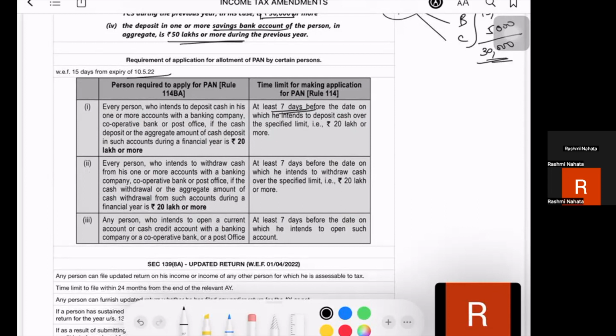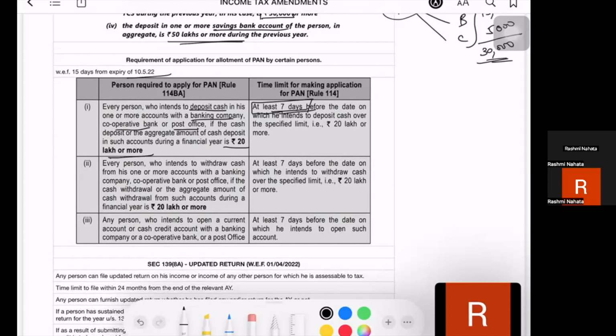What is a transaction? If a person intends to deposit cash, whether in his bank account, cooperative bank account, or post office, and the aggregate of such deposits during the entire year is 20 lakhs or more, then at least 7 days before, he should make a PAN application.